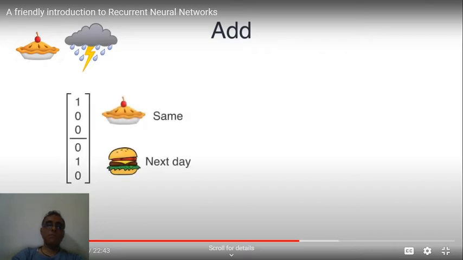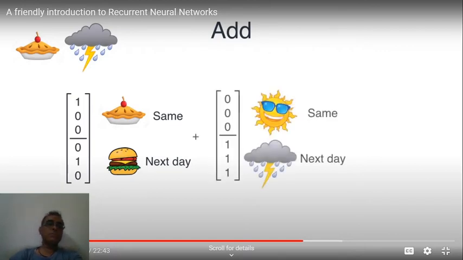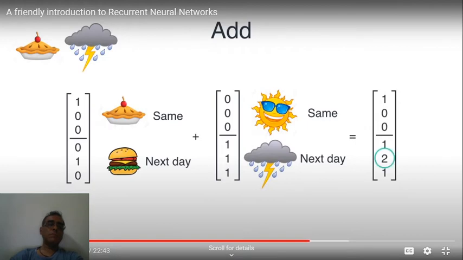So here is the result of when we multiply the food apple pie vector by the food matrix. So we get the food for today and the food for tomorrow. This is the result of multiplying the weather vector of rainy day by the weather matrix. So it gives us a signal that we should take the next day part of the vector. And if we add these two, we get this vector. And notice that the largest entry here is the 2, and the 2 hints at a burger, because the vector for a burger has 0, 1, 0. So we're going to try to extract that 2.